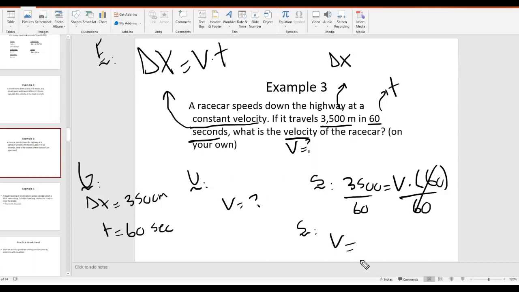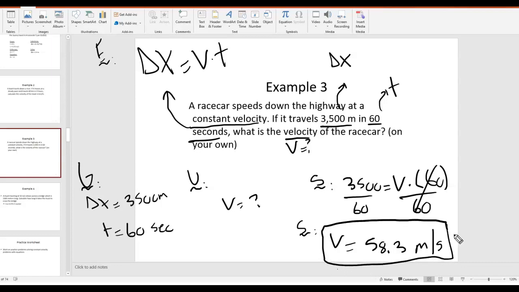And so in my calculator, I'm going to type in 3,500 divided by 60. Okay, now you're going to get a decimal answer. Okay, you don't need to write down all of the decimals. I'm only going to write down one. So I'm going to write down 58.3, and then the units are going to be meters per second. If you want to know how I know what the units are, if it's 3,500 meters divided by 60 seconds, it's going to be meters per second. Okay, so that is the answer to example 3.